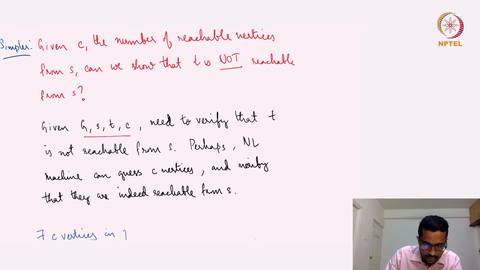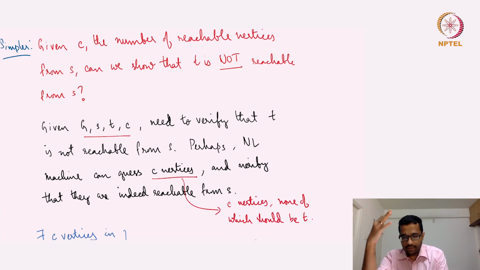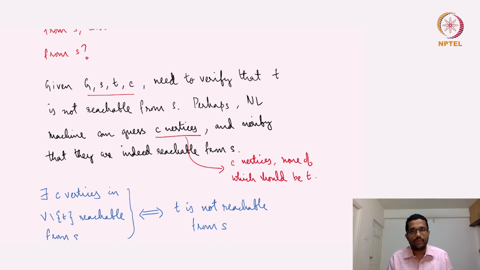Okay, and one small point, when we guess C vertices, none of these should be T, right? Because if we try to show that T is one of these vertices, that means that T is reachable, right? So then that is the opposite of what we want to show. So all the guessed vertices, none of them should be T.